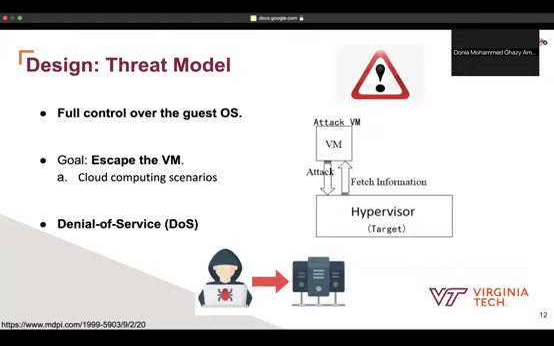Before going into the design, let's set the stage with our threat model. The attacker has full control over the guest OS, which is inside the VM, and the goal is to escape the VM to compromise other VMs or the host system. This is relevant in cloud computing scenarios where multiple VMs share the same physical machine. Denial of service attacks are also a concern because they might prevent VM control or bypass load limits.